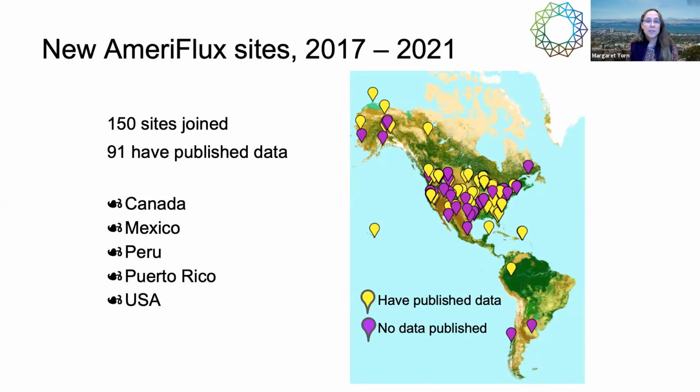All right, so I said these were the new sites since 2017. It's actually a lot of sites, 150 sites joined the network in that time period. And of those, 91 already have published data available. And sites were in Canada, Mexico, Peru, that should say USA and Puerto Rico together. I don't know, I debated breaking it out or not. And if you want to make maps like this, you can make it by going to site search on the AmeriFlux site. So you're part of a cohort, that's what I wanted to say. You know, it's a group of people who have joined.